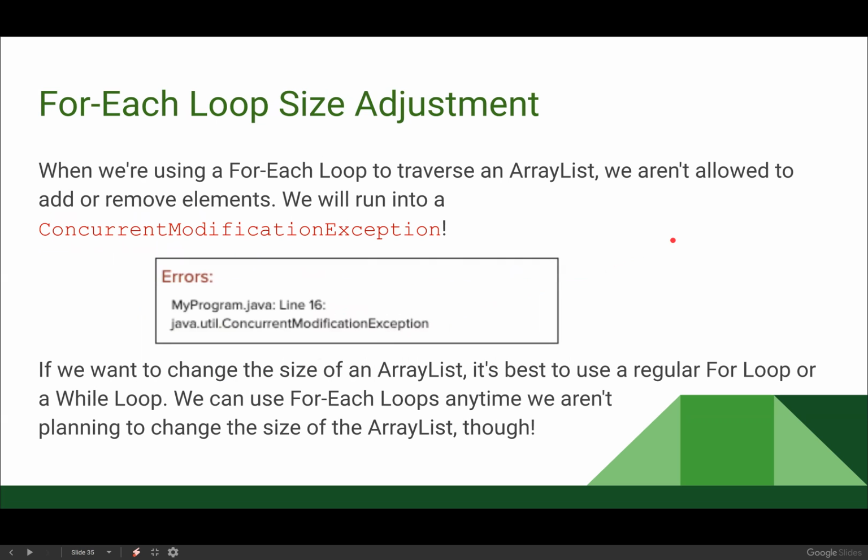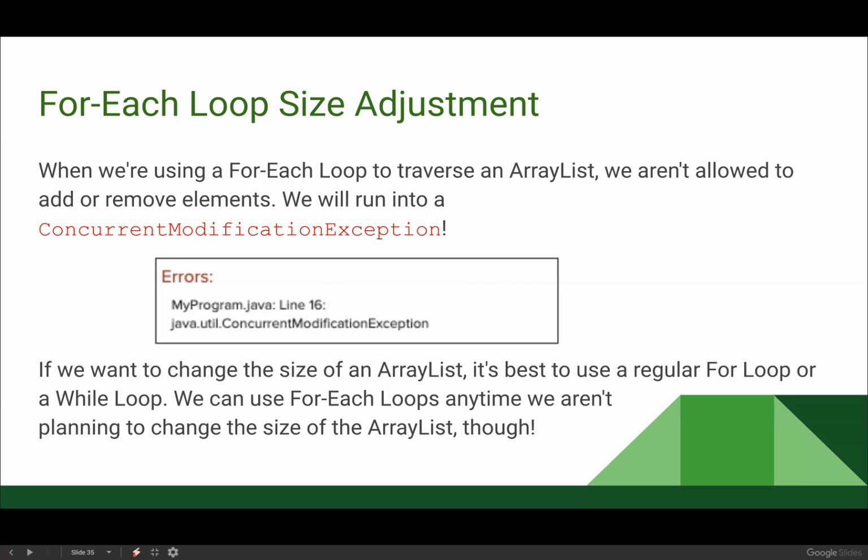Now, something to keep in mind, when we are using for each loops to traverse array lists, we are not allowed to add or remove elements. If we change the size of an array list while we're iterating over it with a for each loop, we will get a ConcurrentModificationException because we are modifying it at the same time as we are trying to loop over it, which Java does not like. So if we are going to use a for each loop, we cannot be changing the size of the array list. We're totally allowed to use for each loops. We just can't change the size of the array list while we're using one.